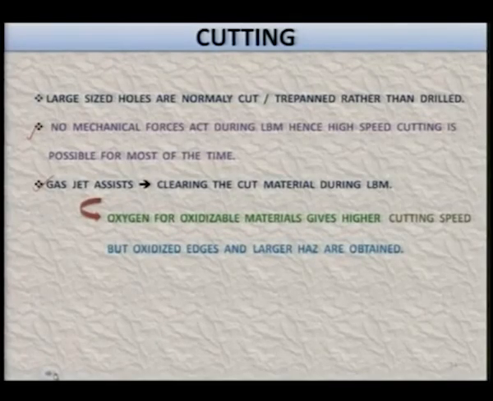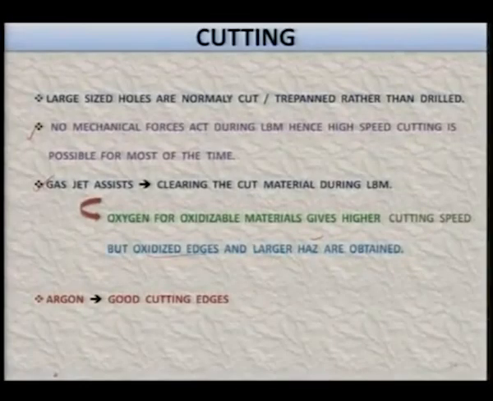Oxygen for oxidizable materials gives a higher cutting speed, because a higher material removal rate can be obtained, but oxidized edges are there and you get a larger heat affected zone. HAZ means heat affected zone. So, one has to be careful, because oxygen is being used and various materials get oxidized in the presence of high temperature and oxygen gas. Secondly, the heat affected zone is also larger. We have to take care of both of these things before really using this particular part in devices.